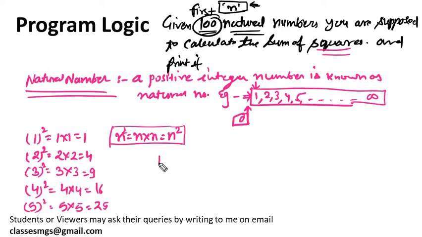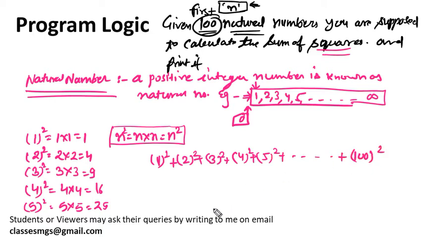So what he is asking is to calculate the squares and then add them: 1 square plus 2 square plus 3 square plus 4 square, up to the number 100. He wants to print the sum of squares of the first 100 natural numbers. For that you need to write the code, but we are making this program generic, because if we use a static loop that always calculates up to 100, then this program will be static and always return the sum of squares up to 100.